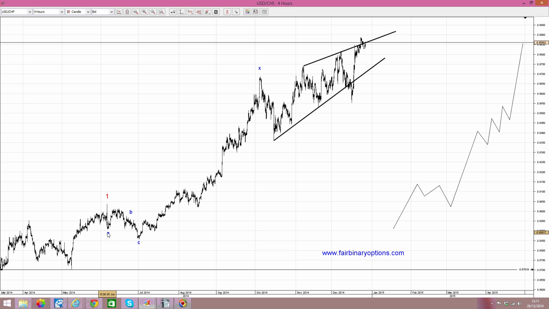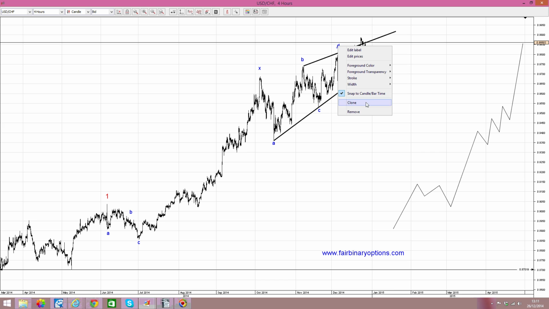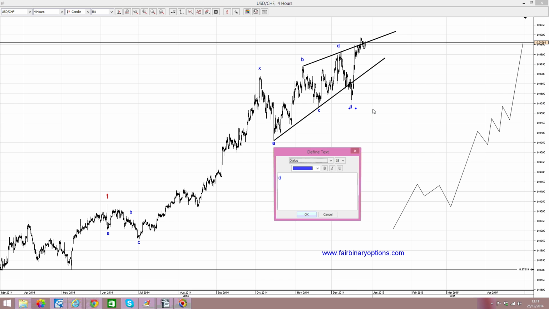And this triangle should be labeled like the following. It should have wave A, the first wave to the downside. It should have the B wave all the way here, A and the B. Then the C wave, like this. The D wave, A, B, C, D, E, and this is the end of the whole pattern that we discussed.